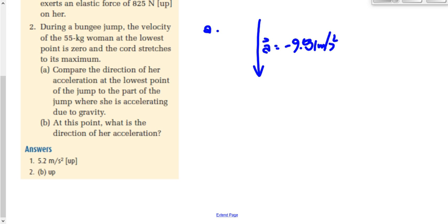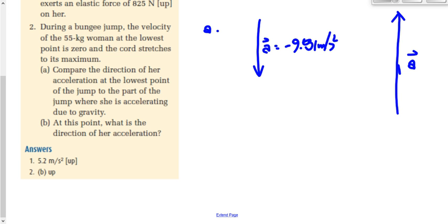Now, which way is the bungee cord pulling on her when she's at the lowest point? Upwards. That means if the net force is upwards, the acceleration will be upwards. She's at her lowest point, the acceleration will be upwards. Does that make sense? Isn't question B kind of redundant there? Yeah, we just answered it, right? You can be moving downward and have an upward acceleration.